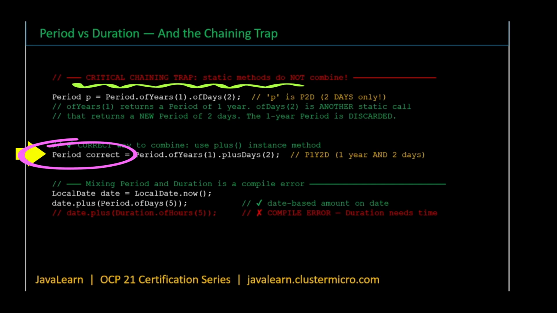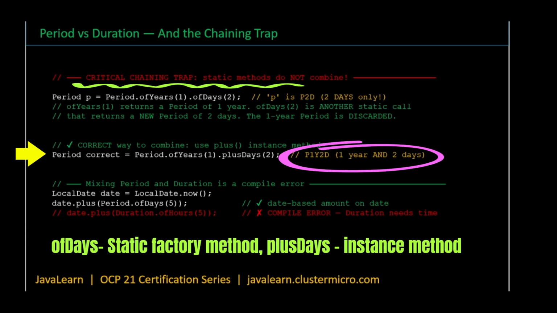So when you call .plusDays(2) on the P1Y Period object, it operates on that object. It takes the existing period of 1 year and adds 2 days to it, creating a new period of 1 year and 2 days, P1Y2D. This new period is returned, so period correct is the result, P1Y2D, and captured.